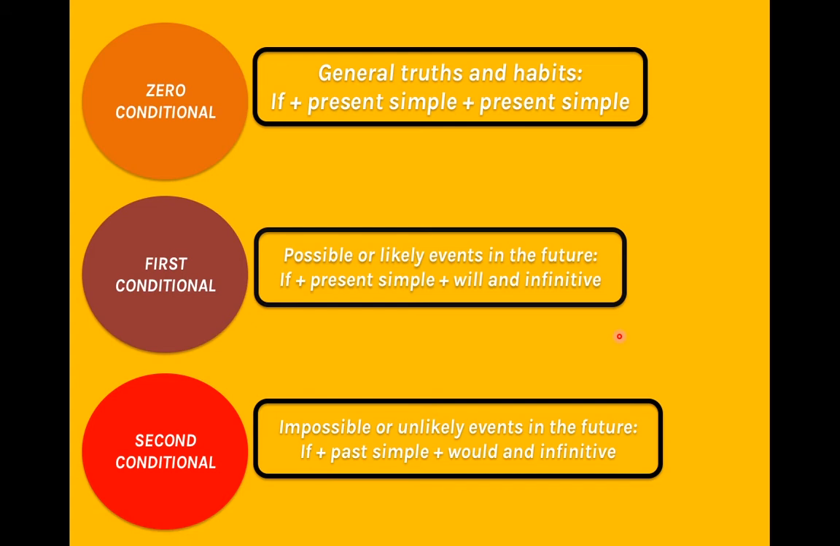Let us go with the first conditional. What do we use the first conditional for? We use the first conditional for possible or likely events in the future. The condition is expressed with present simple and the result we express it with will and the infinitive of the verb. That is the grammar structure of the first conditional.